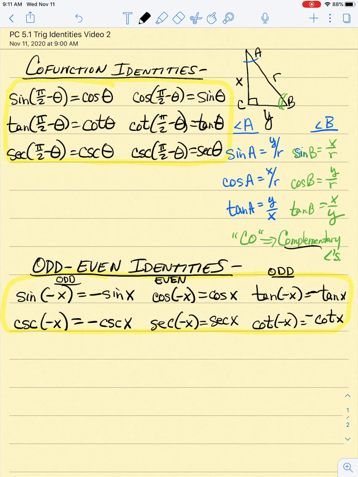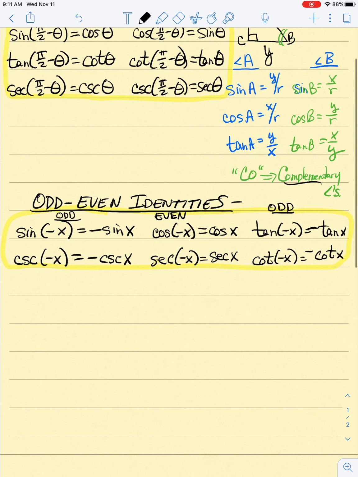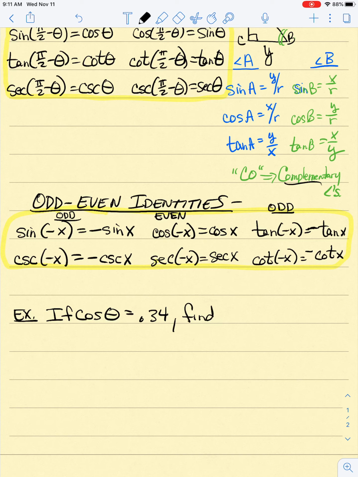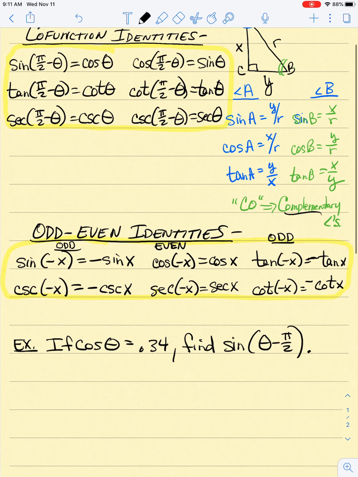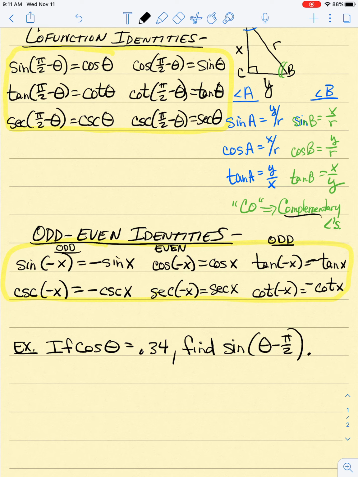All right, so what are we going to do with something like this? Let's do a couple examples here. Let's say the cosine of theta is equal to 0.34, and I say find the sine of theta minus pi over 2. Your first thought is, oh, cool, this one has the pi over 2 in it. It's got the theta in it. We just talked about it.